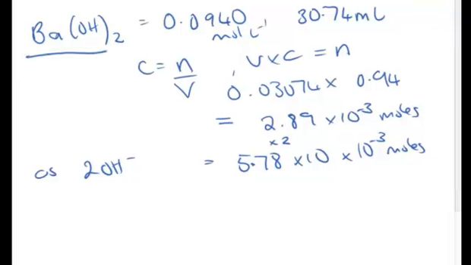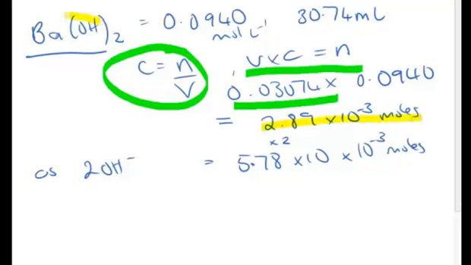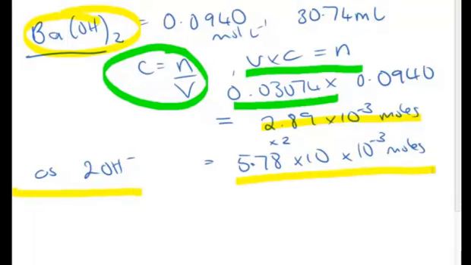Now working out the number of moles of barium hydroxide is just going to be using C equals n over V, which changes to V times C equals n, or moles. So we're just going to multiply the volume, which you've got to make sure you do in litres, times 0.094 moles per litre, and that's going to equal 2.89 times 10 to the negative 3 moles. Now remembering that this is moles of barium hydroxide, and as we want it for 2 moles of hydroxide we just need to double that to get 5.78 times 10 to the negative 3 moles.